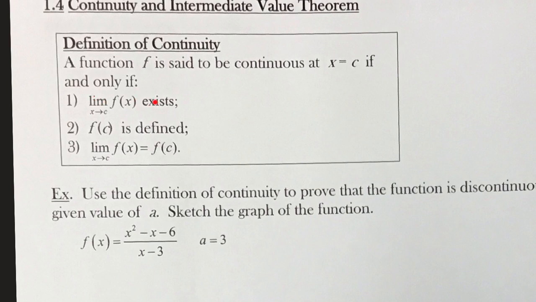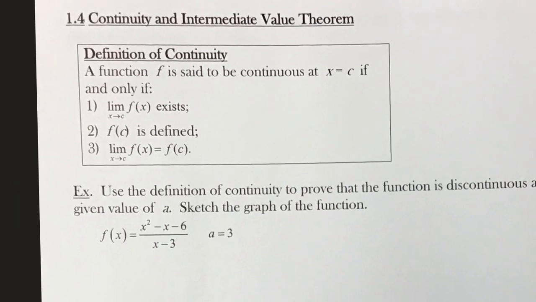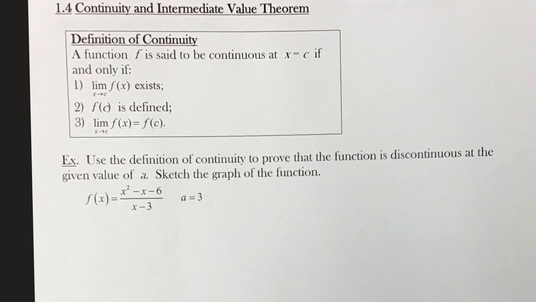You have to have a limit that exists. We have to have C being defined, and the limit at C needs to be the same as the y value at C in order for the function to be continuous. Okay, so let's use that definition to prove that the function is discontinuous for the given value of A.